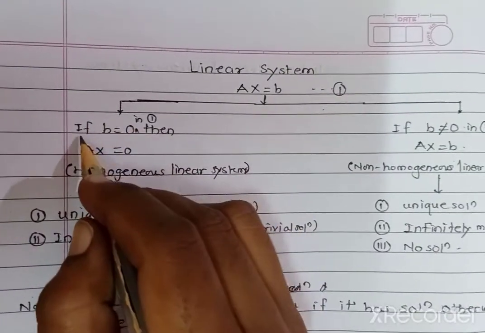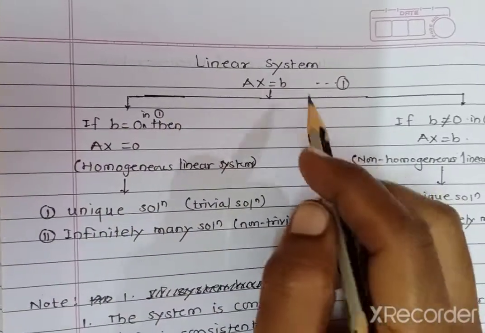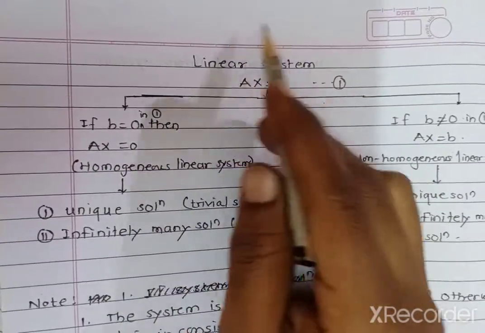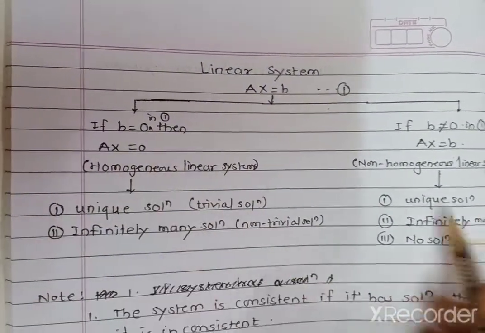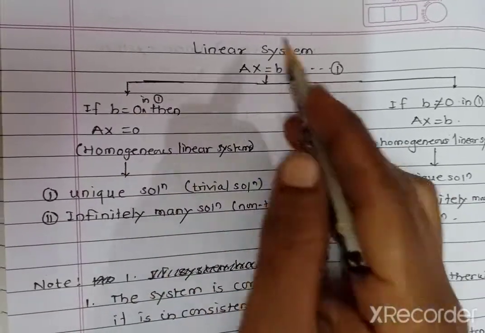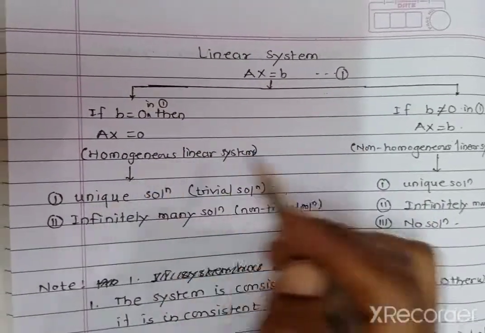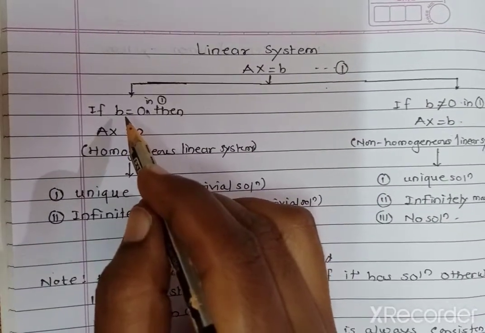Now here we have to write down two cases, because there are two types of linear system that occur. First one is a homogeneous linear system and second one is a non-homogeneous linear system. When we say a general linear system is homogeneous and when it is non-homogeneous depends on the values of B.